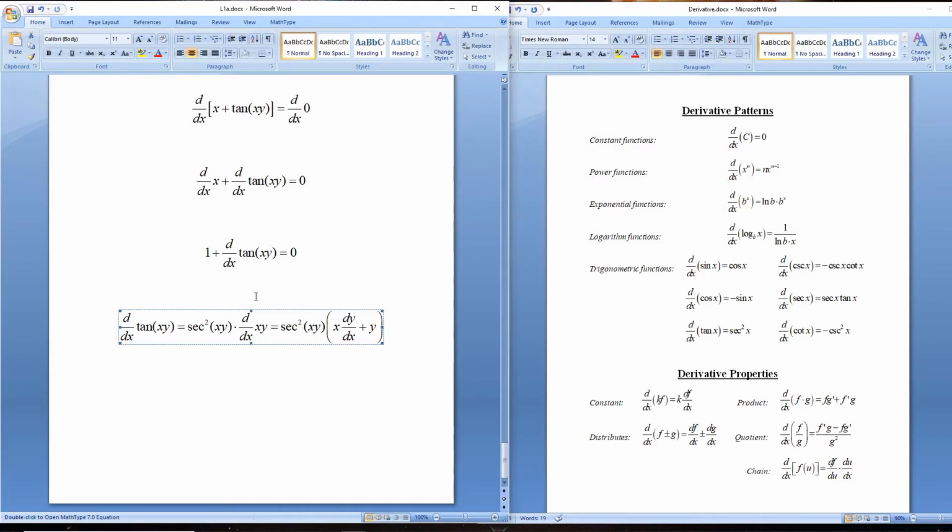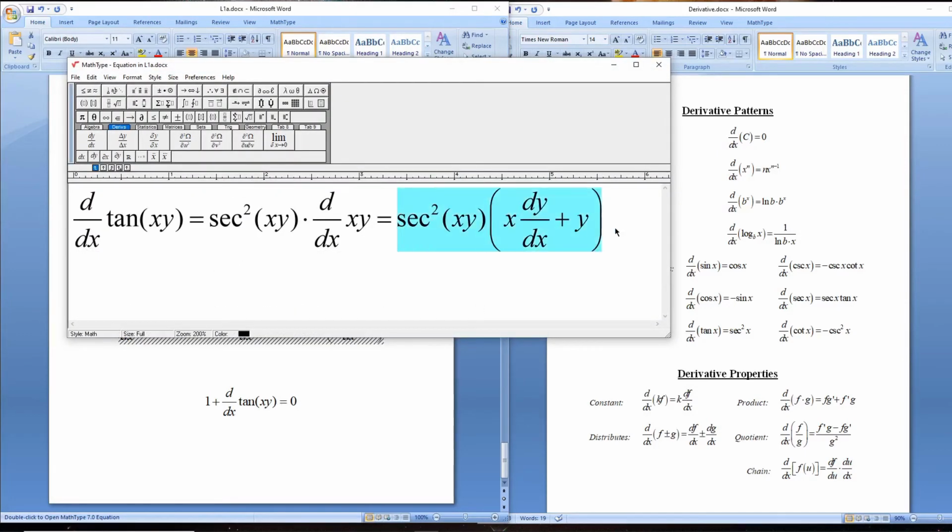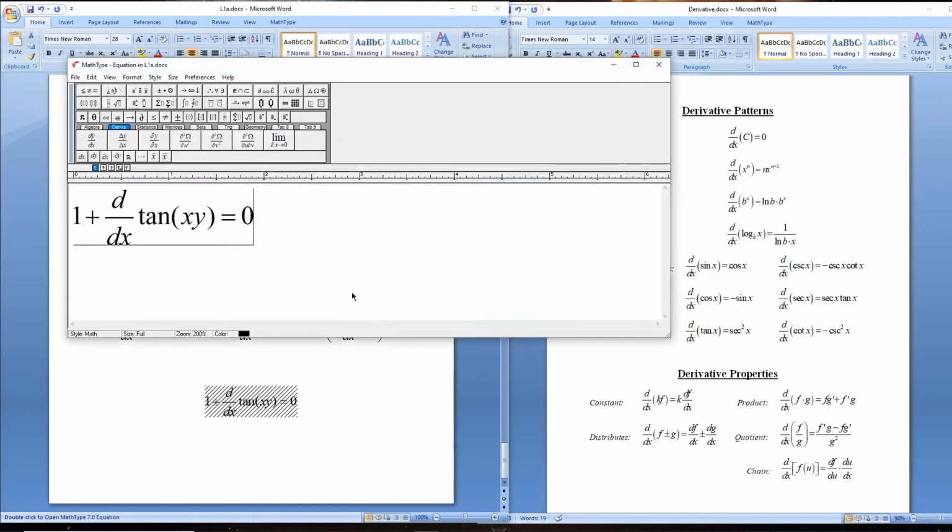So let's look at, then, where we were. We wanted to know this derivative of tangent xy. We just figured that out. That's this expression. So we'll just take that and paste it right in. I have to say, in this respect, math is a lot easier that I can just copy and paste stuff in. That's pretty handy.